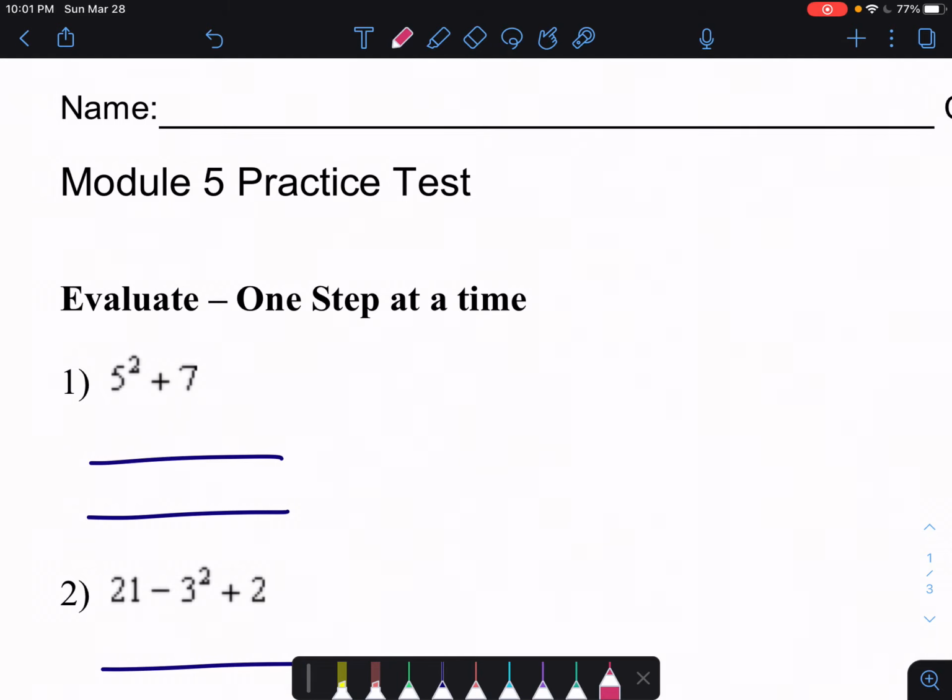Hey everyone, today I'm going to be going over your Module 5 practice test. So number 1 says to evaluate one step at a time. This means to use the order of operations.